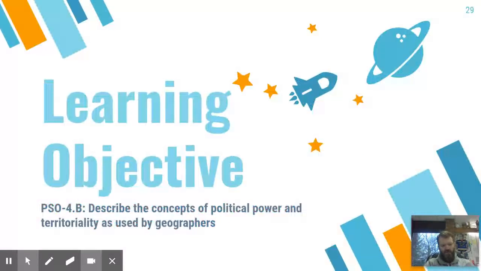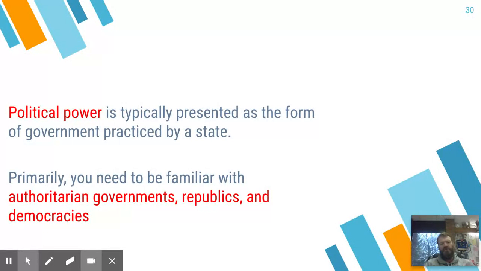The learning objective here is to be able to describe the concepts of political power and territoriality as used by geographers. Political power means the form of government that's practiced by a state. There are three different forms you need to be familiar with. Authoritarian, which is authority, like I'm in charge, you're going to listen to what I say or you die, kind of like my classroom. Republics, where the voting public has a say, and then a true democracy, when the people have all the say about what happens directly.